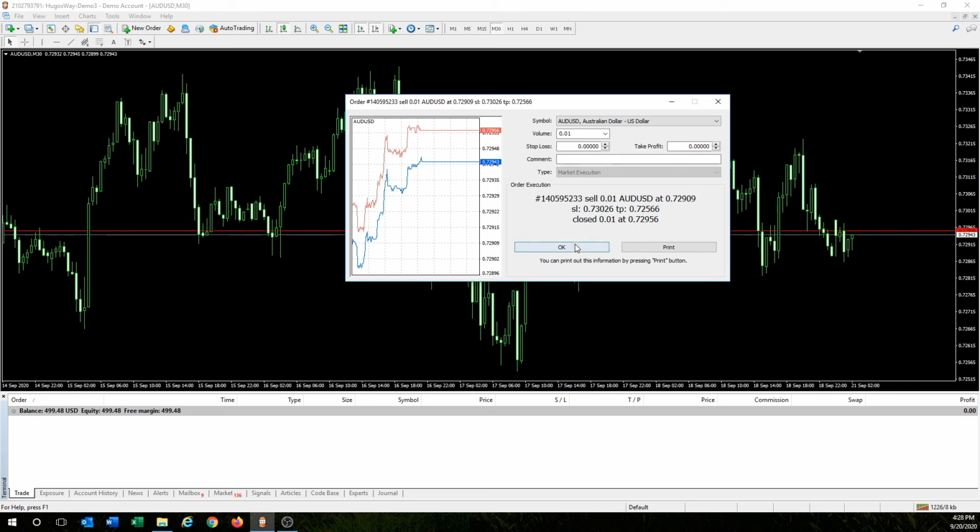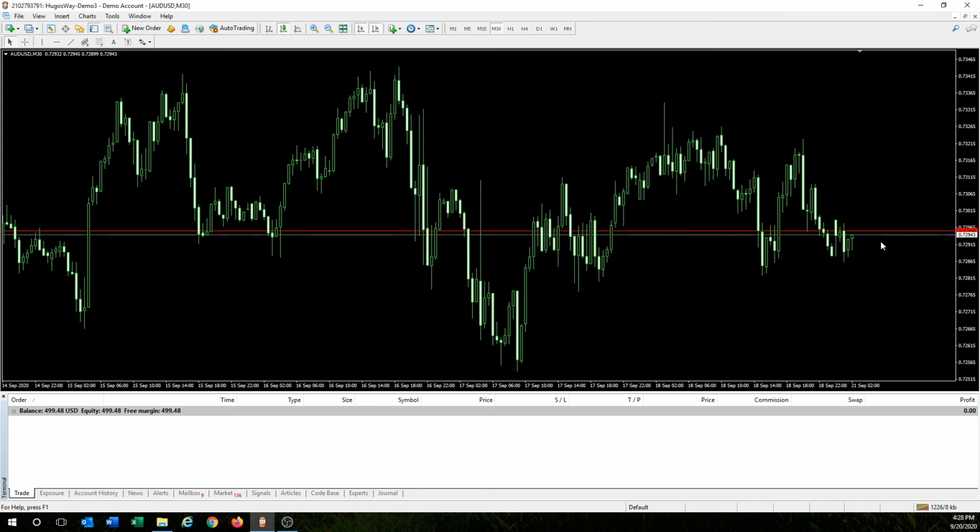It's just confirming it did what I wanted. So you can see now the green lines are gone. My stop loss and take profit are gone. Our balance, look, our balance has been reduced by 50 cents.